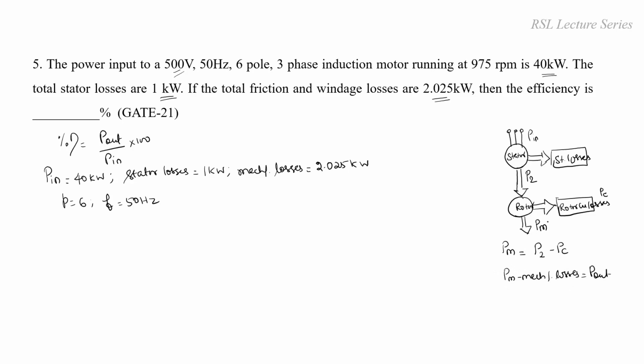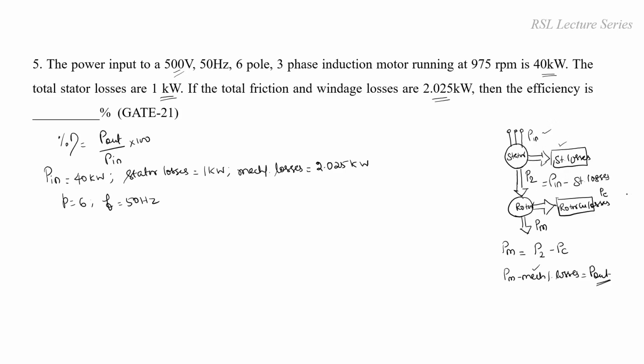So this PM, gross mechanical power developed, has to supply the mechanical losses. So PM minus the mechanical losses will give you the power output. The mechanical losses are given. So here again, if you want to find out P2, Pin is given and stator losses are also given. So P2 can be written as input power minus the stator losses.